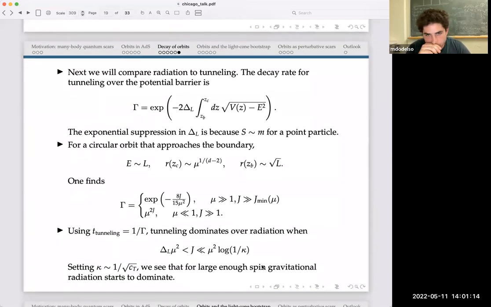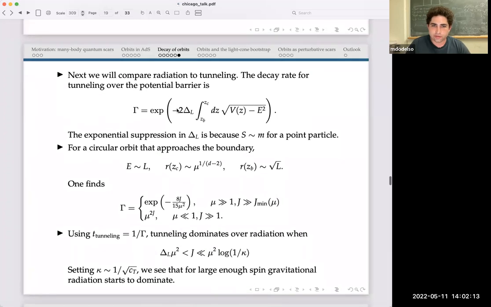And now we need the tunneling. I'll recall that we had this potential, and we had a finite potential barrier, and it can tunnel over that barrier. The turning point on the other side of the barrier, we called ZC. So then the decay rate for tunneling is equal to this exponential factor, which is an integral from the turning point over the barrier to the next turning point. This is exponentially expressed in delta L because the action is proportional to m for a point particle. So in other words, for very large delta L, this is very well localized on the orbit, and we expect this thing to be almost stable. So let's evaluate this integral.